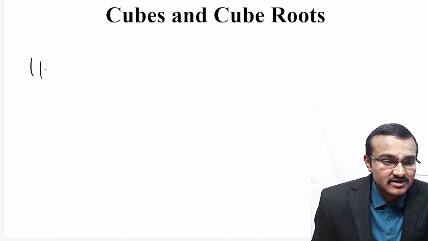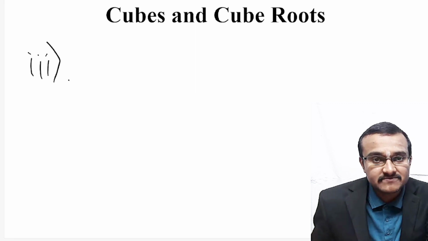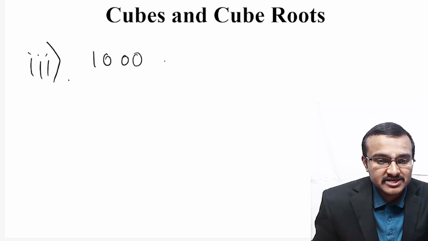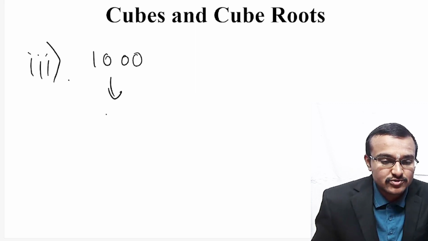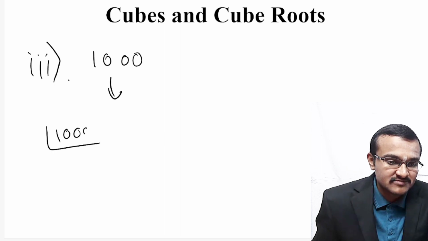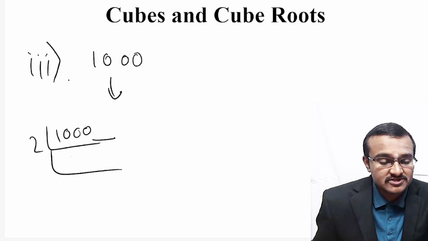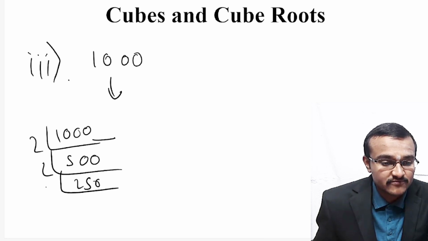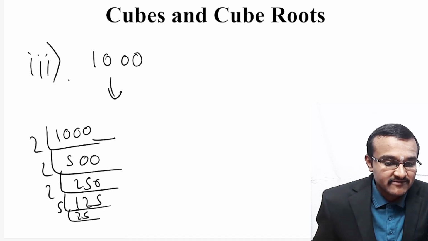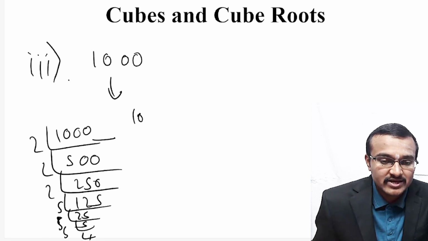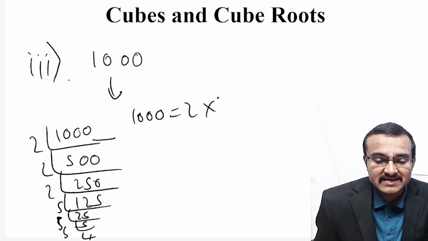Coming to the third number in this first question, if you solve 1000, you will get 10 as the cube root. If you go on solving 1000 using prime factorization, you take 2, and you'll get 500. Again this can go with 2, and you'll get 250. Again this can go with 2, and you'll get 125, then 5, 25, 5, 5, 5, 1. So here you can clearly see 1000 can be expressed as 3 times 2 and 3 times 5.